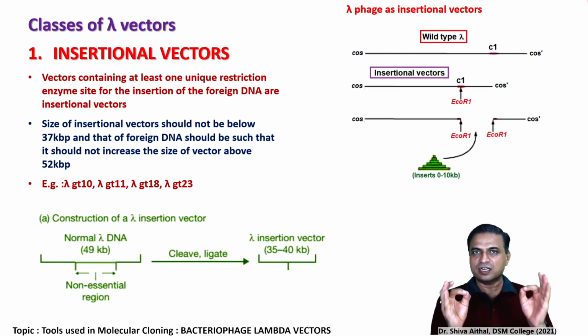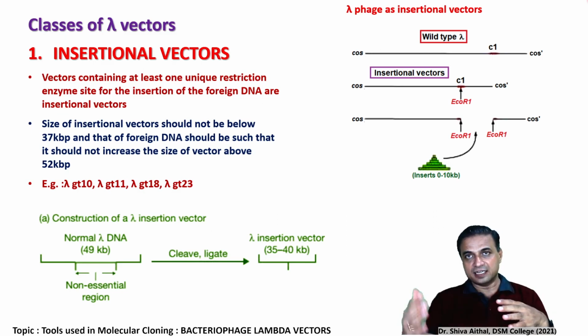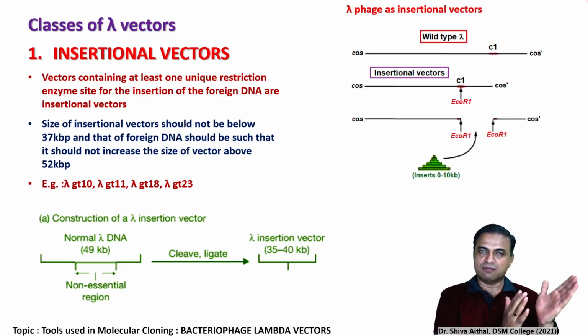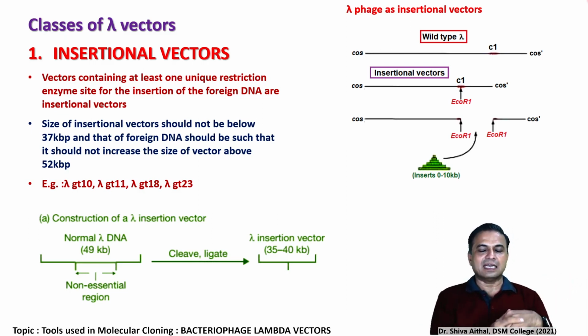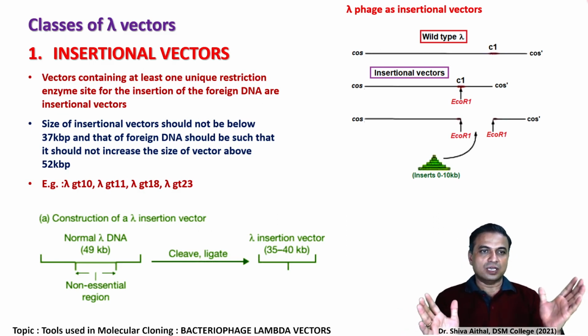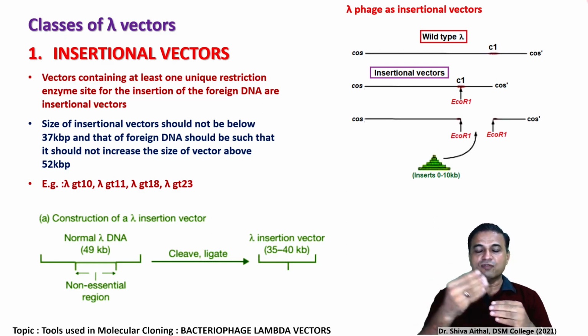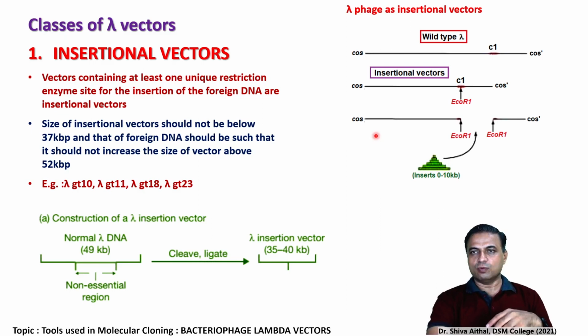The size of the insertional vectors cannot be below 37 kilo base pairs, and that of a foreign DNA, means the original size of the insertional lambda vector cannot be below 37. So it allows not more than 10 of the gene of interest at the maximum. The size of insertional vectors cannot be below 37 kilobases, so that the foreign DNA should not increase the size after addition above 52 kilobases. So you can have inserts from around 1 kilobase to 10 kilobases only.